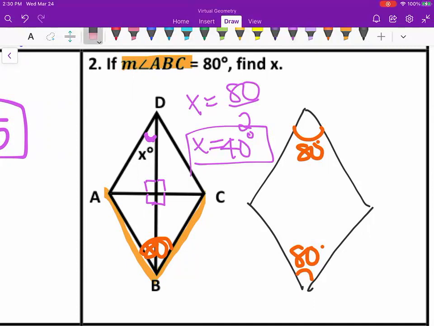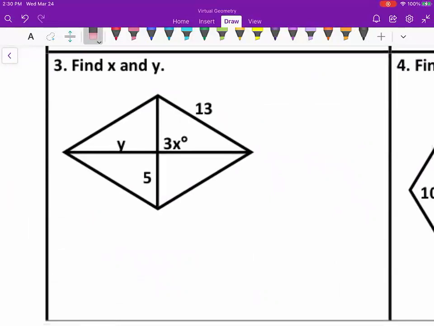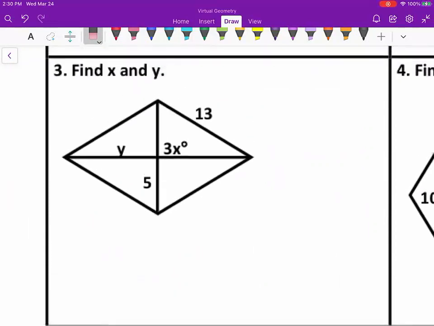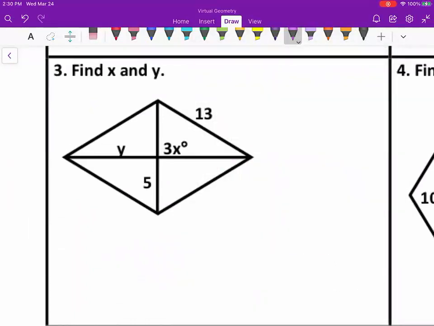Okay, let's check out example 3. Find the value of x and y in this rhombus. All right, so again, definition of rhombus, all the sides are exactly the same. So if one of those sides is 13, so is the other. So are the rest. So I know that much now.